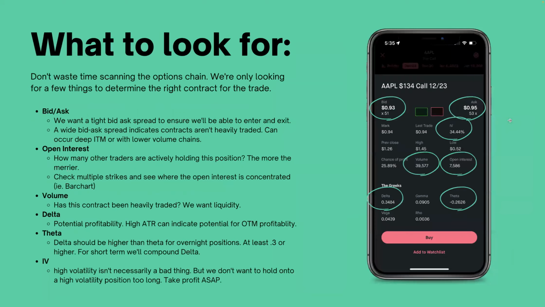So when you're analyzing your options chain, these are the only things you really want to pay attention to for the short term. So your bid and ask. Here's your bid and ask. This is a tight spread, $93, $95. I can live with that. It's a $2 difference.